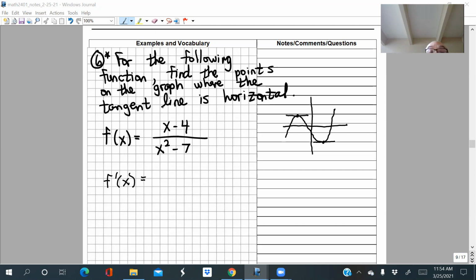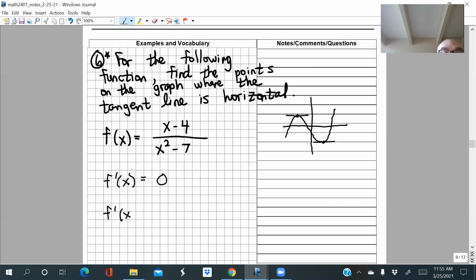Okay, so finding where the tangent line is horizontal means we're going to take the derivative f prime of x and set it equal to 0, because we want to know where the derivative is going to give us a zero slope tangent line, correct? And so it's a matter of solving this equation. But of course, we have to figure out what f prime of x is from this formula.